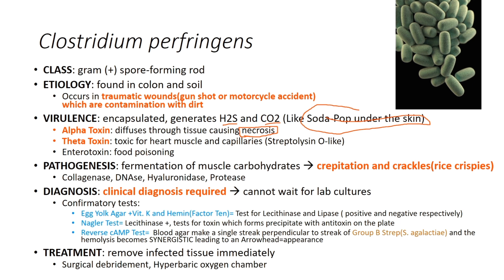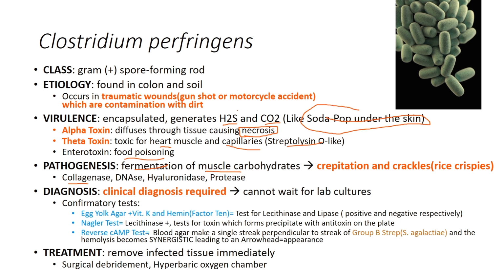The theta toxin that it produces can damage your heart muscle and capillaries. It's similar to streptolysin O within strep. And then other things like our enterotoxin, which is something for our food poisoning we discussed in our GI section. So the fermentation of muscle carbohydrates is what leads to that gas production here. And that's going to be leading to that presentation we found. It also has a few other virulence factors that are more low yield for this, but it's good to know if you want to just read that.